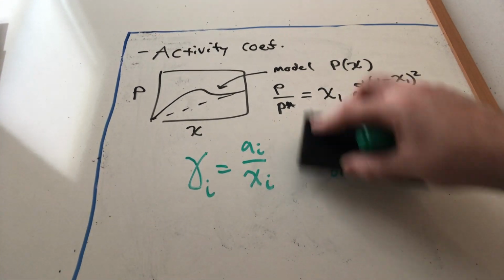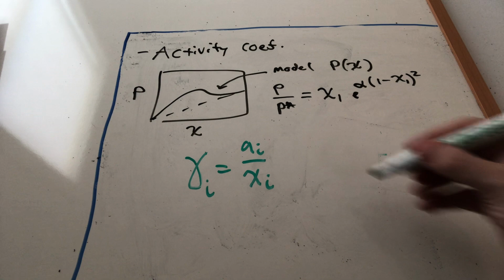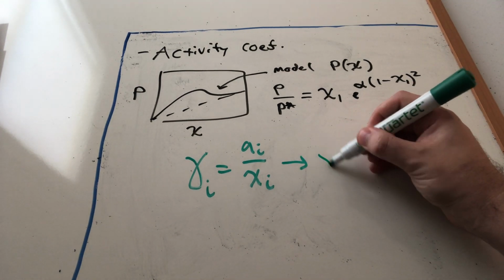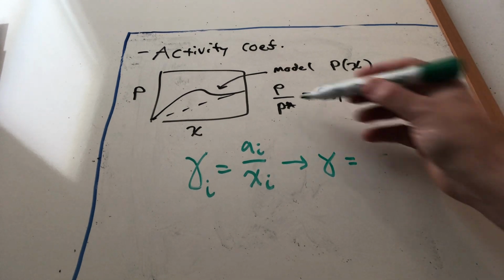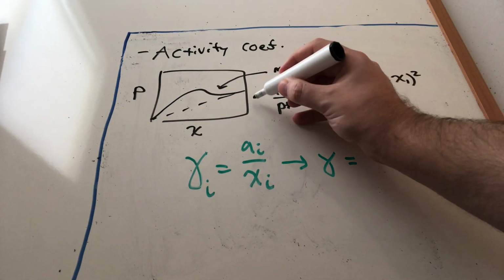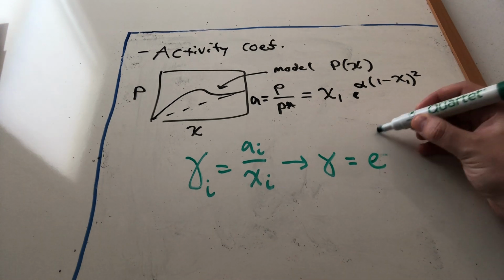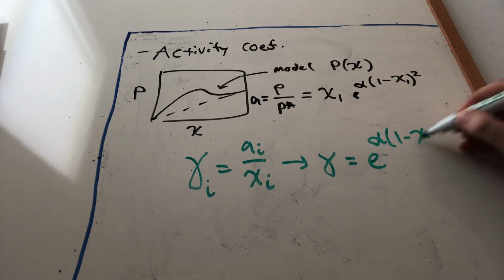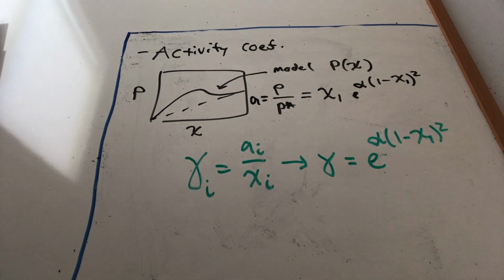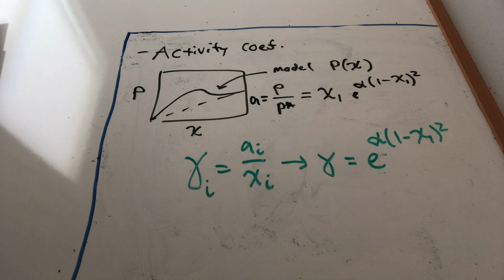In the context of this example, imagine we did this fitting and figured out what the appropriate alpha was. This is the actual vapor pressure curve. The gamma for this would be based on the activity, which, remember, is P over P star. What I wrote down actually is the activity. So the activity divided by chi gives me a gamma that looks like e to the alpha times (1 minus chi 1) squared. It gives me the deviations from ideal behavior.